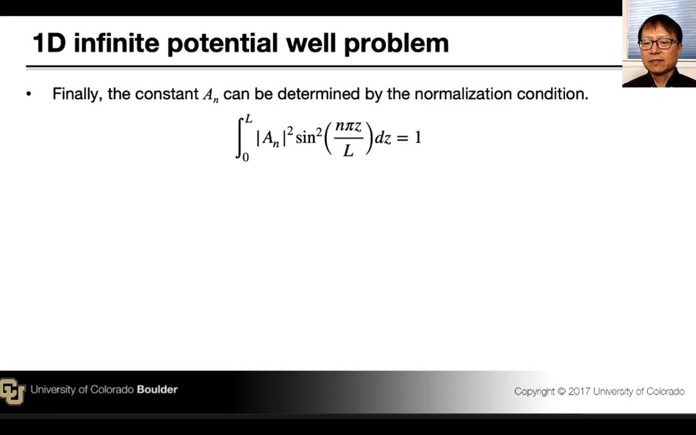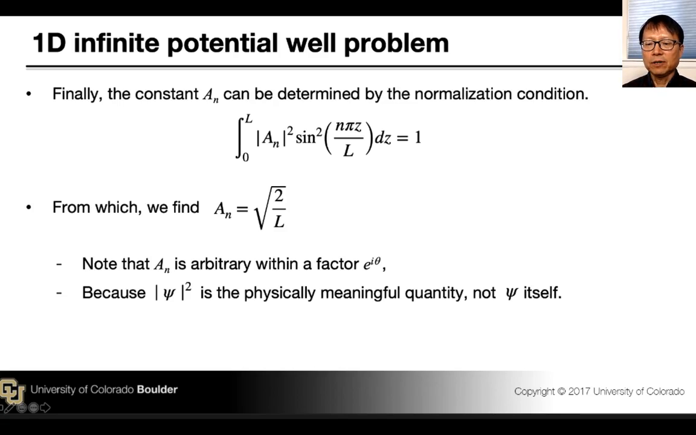Now the last task is to determine the constant amplitude of our sine function, capital A sub n, and this can be determined by imposing the normalization condition. The normalization condition, if you recall, was to integrate the absolute value squared of the wave function across the entire space. That integral should be equal to 1. So that's the condition for us. And if you do this sine squared integration, then you will find that the constant A sub n is simply given by the square root of 2 over L.